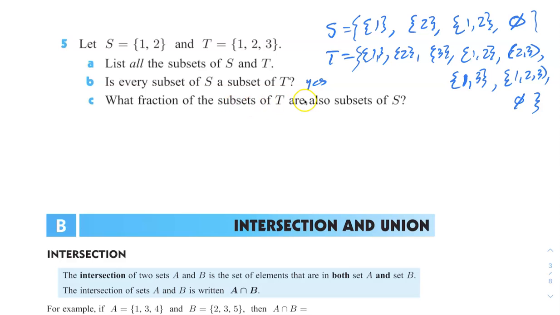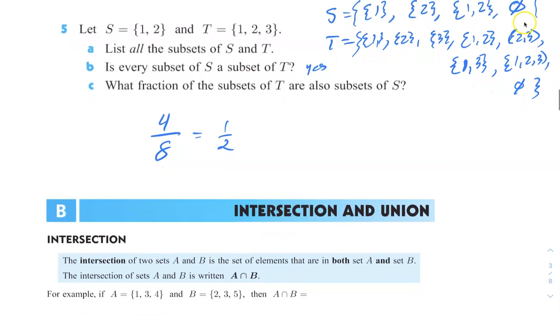What fraction of subsets of T are also subsets of S? 1, 2, 3. So how many subsets of T are there? 1, 2, 3, 4, 5, 6, 7, 8. So that's the total. How many of them are also subsets of S? 4 of them. So half. So that's subset notation. Remember, all the subset is just take every element of a set and break it down singularly or piece it together.